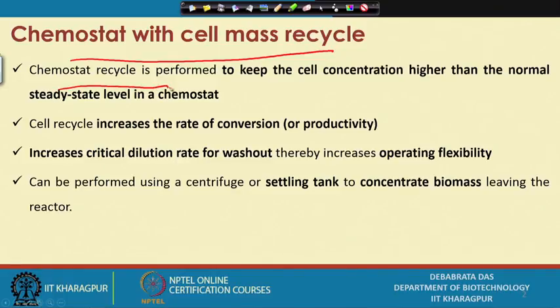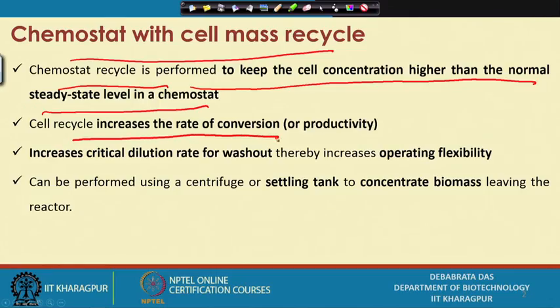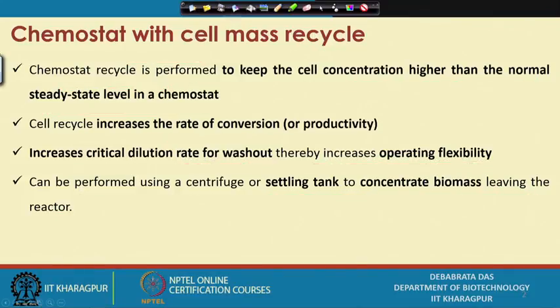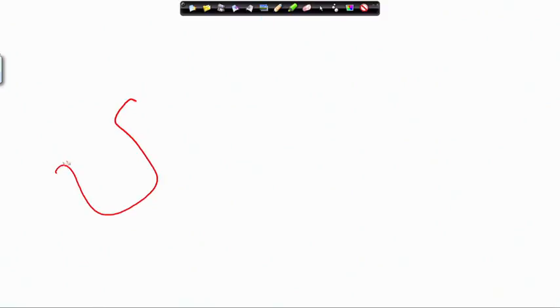Chemostat recycling is performed to keep the cell concentration higher than the normal steady state level in the chemostat. We recycle in a manner so that the cell mass concentration remains constant, at a higher level, so that we ensure your rate of reaction is constant, or more than what we desired. That is, cell recycling increases the rate of conversion and increases the critical dilution rate for washout, thereby increasing the operating flexibility. It can be performed using a centrifuge or settling tank to concentrate the biomass leaving the reactor.